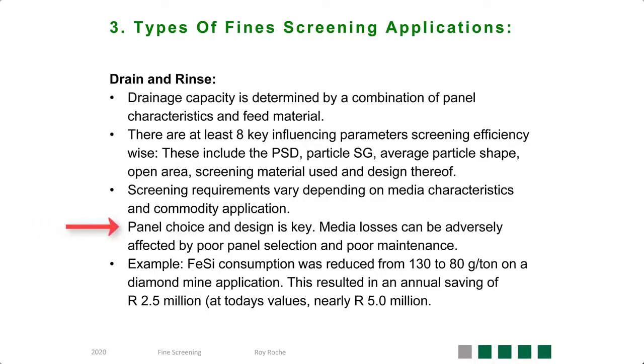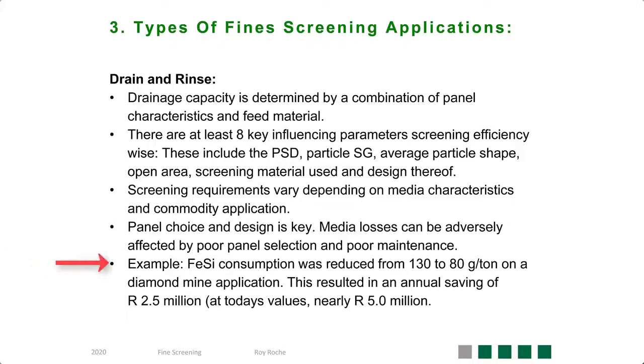Panel choice and design is absolutely crucial, because media losses can be adversely affected by poor panel selection and, interestingly enough, poor maintenance of the panel media itself. As an example, Multitech did a study a couple of years ago where we did the full maintenance and proper design of all panel media and reduced the actual FeSi consumption from 130 grams per ton to 80 grams per ton. At that time, it was a 2.5 million rand per annum saving. In today's terms, that's over 5 million rands worth of savings annually.